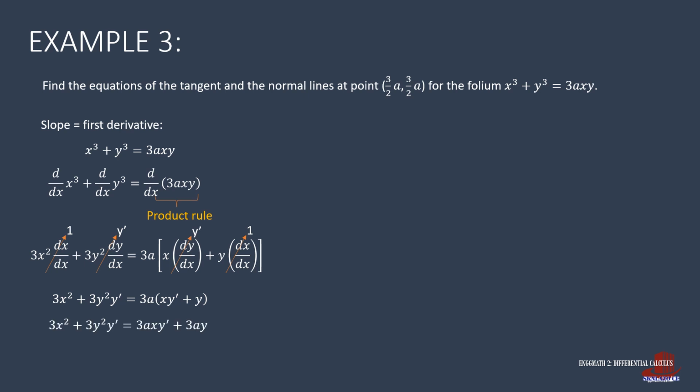If we distribute 3a into the binomial to take away the parentheses, we get 3x squared plus 3y squared y prime is equal to 3ax y prime plus 3ay, where we can simplify everything by taking off the constant 3. Move all the terms with y prime to the left and all others move to the right. Extract y prime and have the binomial with it as the denominator of the right side binomial.